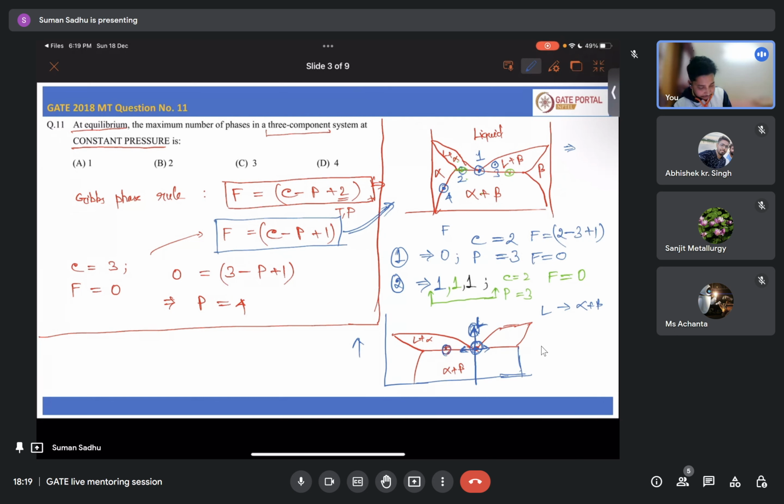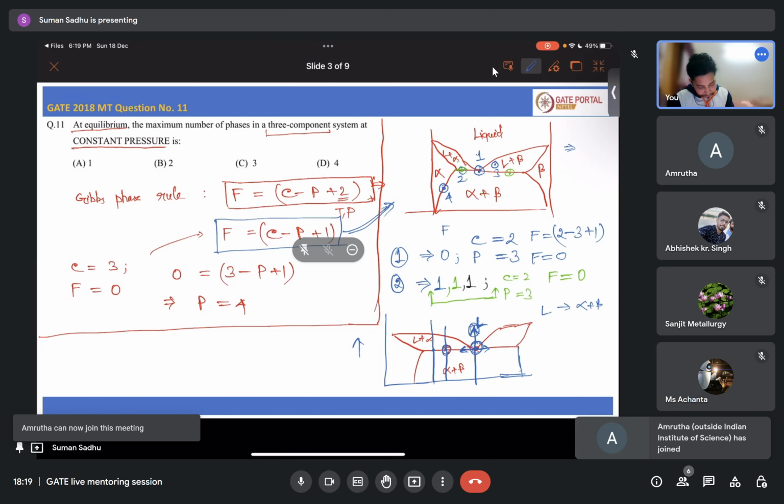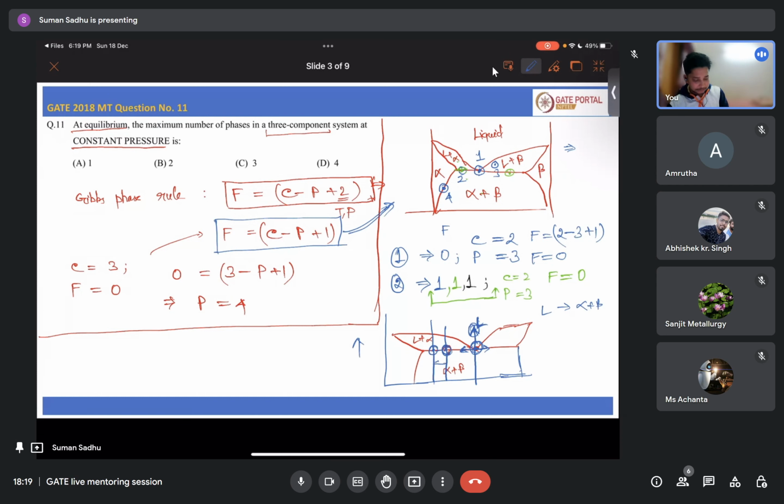But here you can see, in this location and in this location, these two locations, the same situation is there, right? Above it is liquid plus alpha, and below it is alpha plus beta. But you can still change the average composition, that is C naught, C naught 1 and C naught 2, let's say. So you might think that the degree of freedom may be 1, because you can change this average composition, right?